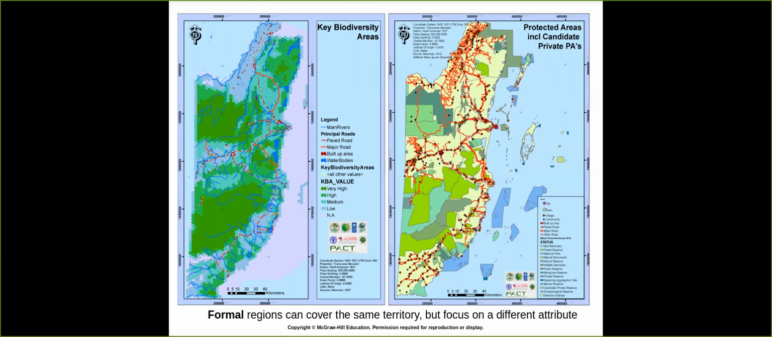This is the nation of Belize, and the important thing here is that formal regions can cover the same territory, but they can look at different attributes. So on the left, we're looking at key biodiversity areas, but one of the things that's related to that is also going to be protected areas. So how much of those biodiversity areas are being defined as protected areas, and what are the different levels of protection? So you have a formal region of classifying things in terms of biodiversity, and then you have another way of formalizing it, which is through some sort of designated administrative boundary or designation.